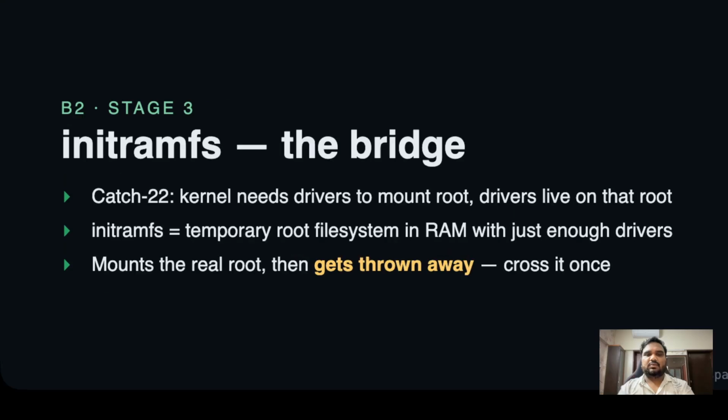Stage 3 is the one that confuses people. So say with me, there is a chicken-and-egg problem at boot. The kernel needs to mount your real root file system, your actual disk, but that disk might sit on LVM or RAID, needing special driver modules. And where do those drivers live? On the disk. The kernel can't mount yet. That's the Catch-22. The fix is initramfs, a temporary root file system loaded straight into RAM.